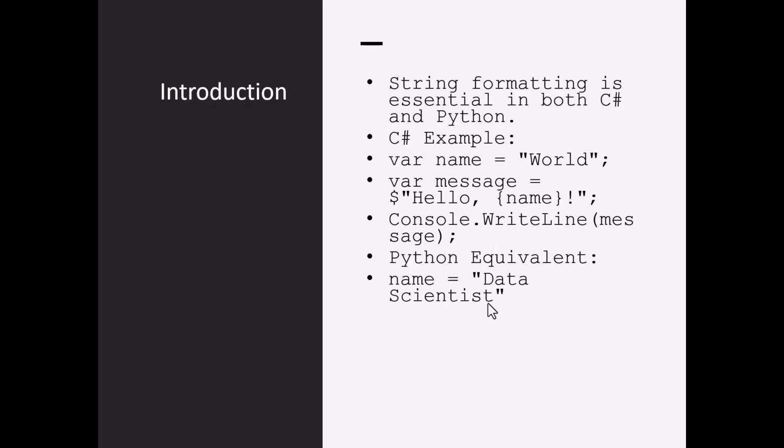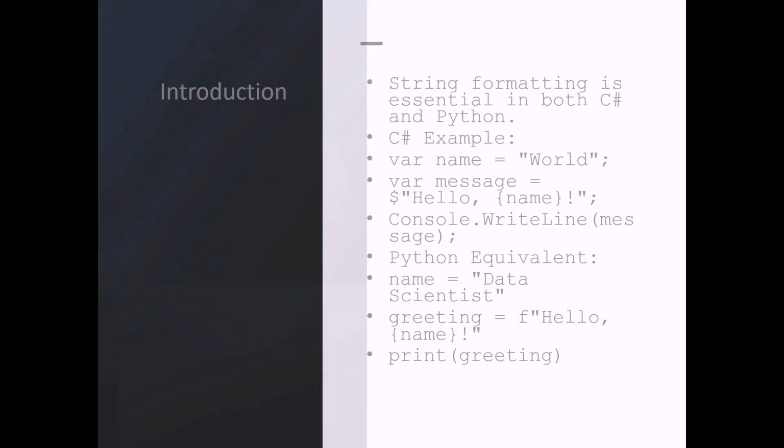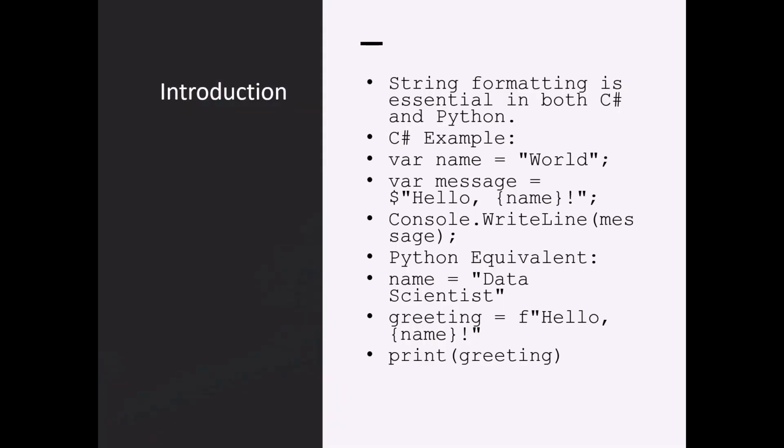Okay, so the Python equivalent will be name equals, within double quotes, it could be anything, say data scientist, greeting. And now this F is just like your C# $ sign for string interpolation. Here it is, it's called an F-string, F, and within double quotes Hello, followed by again a very similar pair of curly braces, and within that the name variable that is declared, and then print greeting. There is no semicolon, as you are already familiar with by now in Python. So this is this, and before we go to the next slide, I would like to show you how it works in Visual Studio Code.